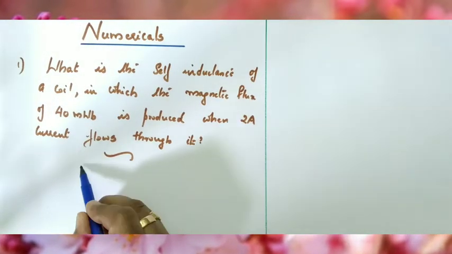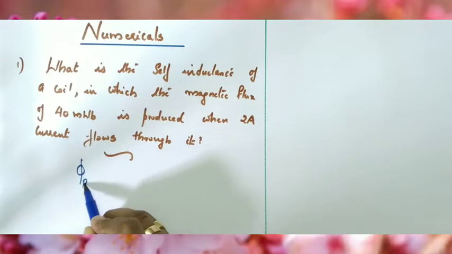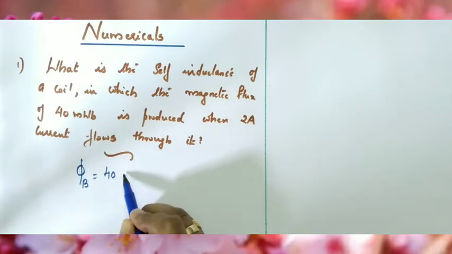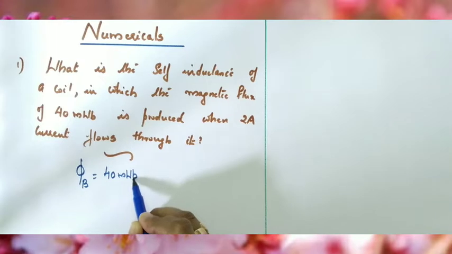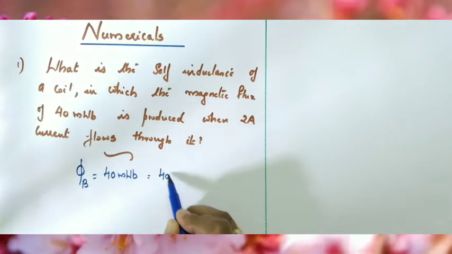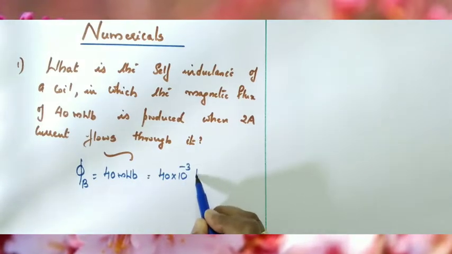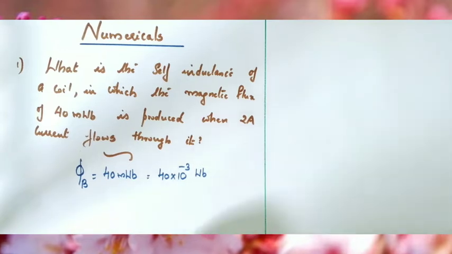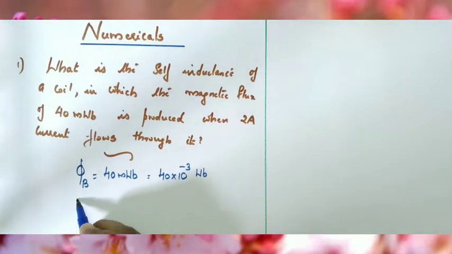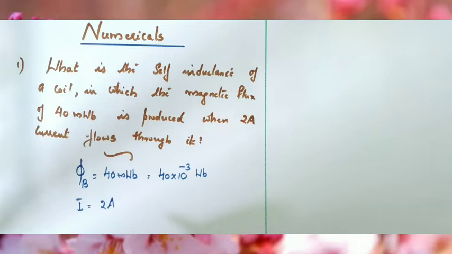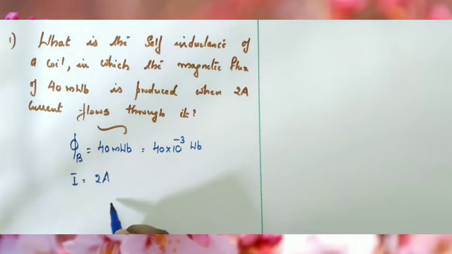Magnetic flux is given. Magnetic flux is represented by phi b. Phi b equal to 40 milliweber. We can convert to Weber: 40 into 10 raised to minus 3. Weber is the SI unit of magnetic flux. Then, what is the current? 2 ampere. Clear?